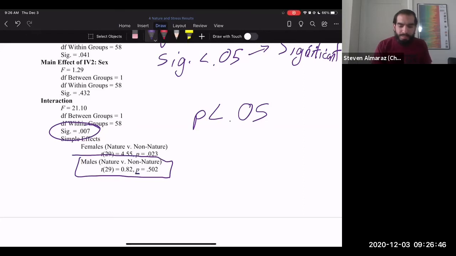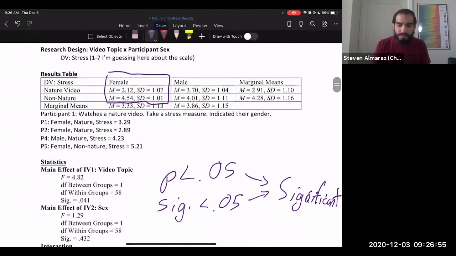In this case, that p-value is large. There is no significant difference between men who watch nature versus men who watch non-nature videos. And those values are really close together, so that kind of makes sense, all right? Even though there's a slight decrease for nature videos, it's not significant. So we basically treat it like there's no difference.